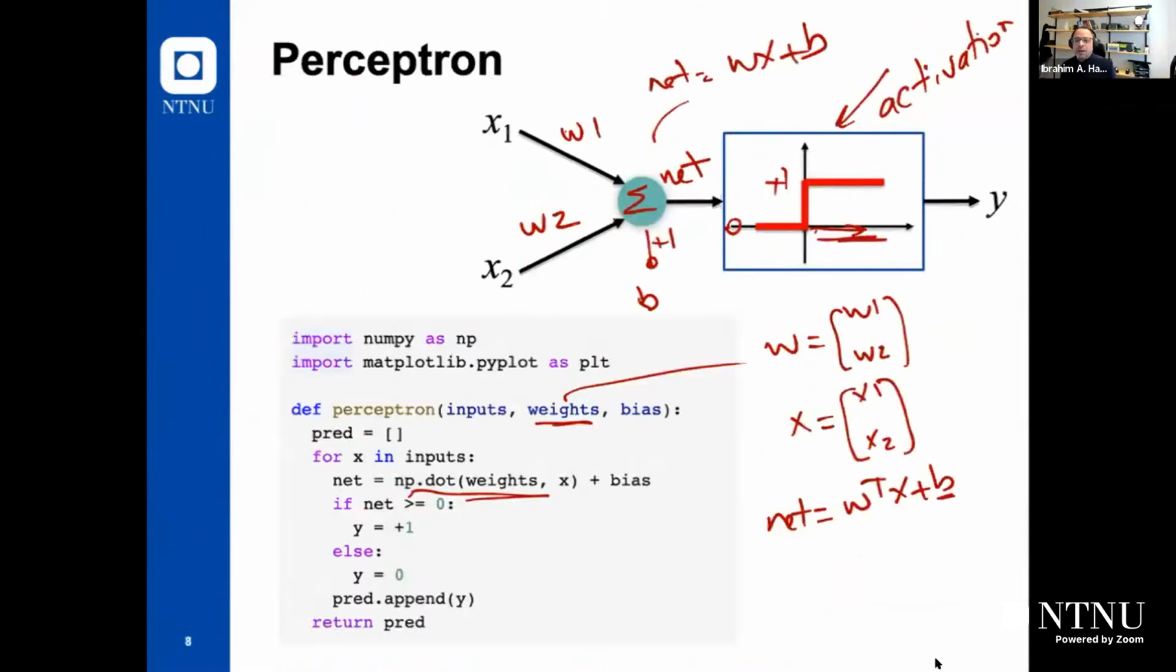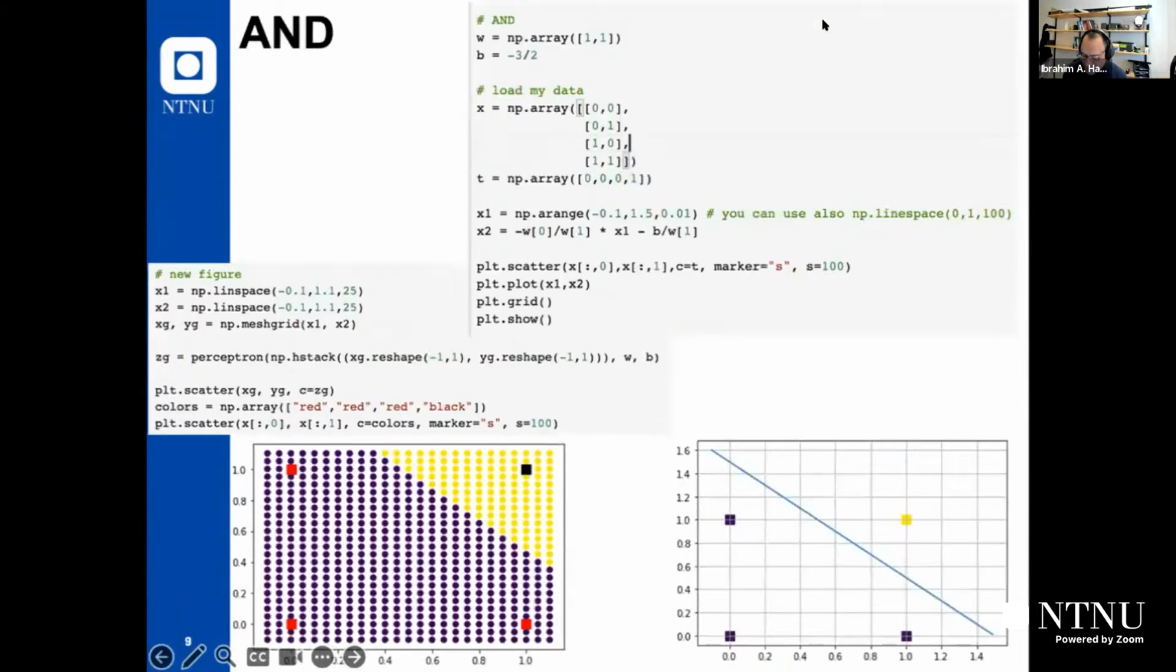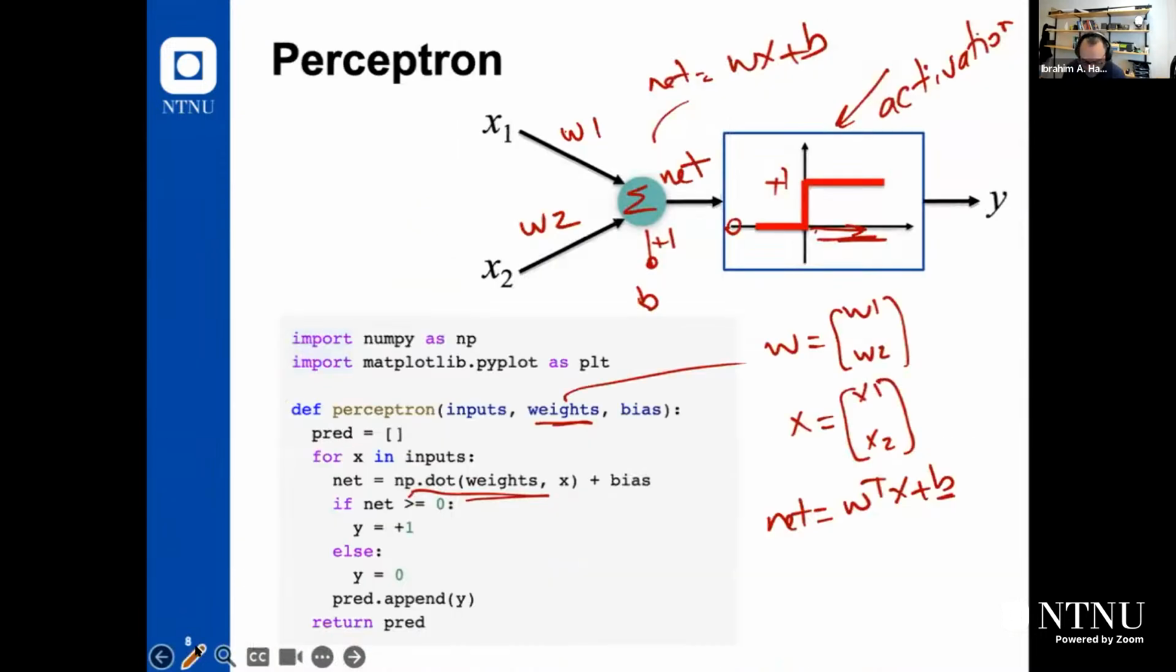Okay, so now we have this perceptron. Please try now to implement it. Just open a new file on your computer, in Jupyter Notebook or Google Colab, and try to implement this perceptron. The perceptron is very simple. We need to have this decision line. This decision line will be net equal omega X plus B. So try to implement it.